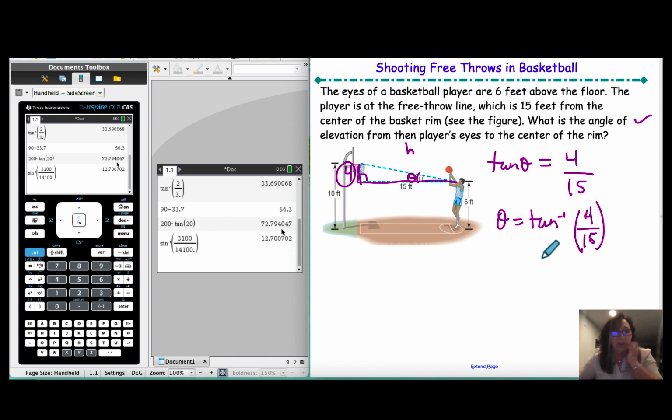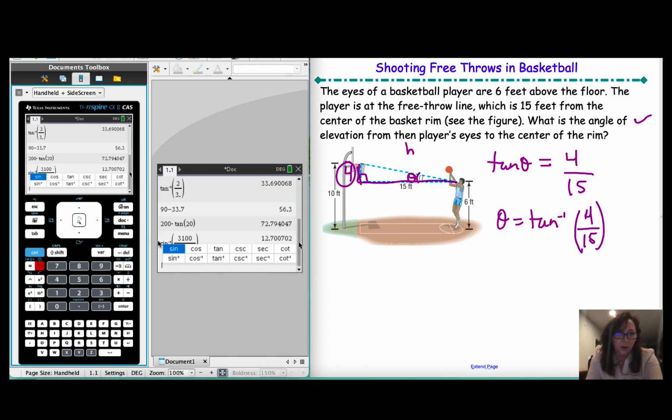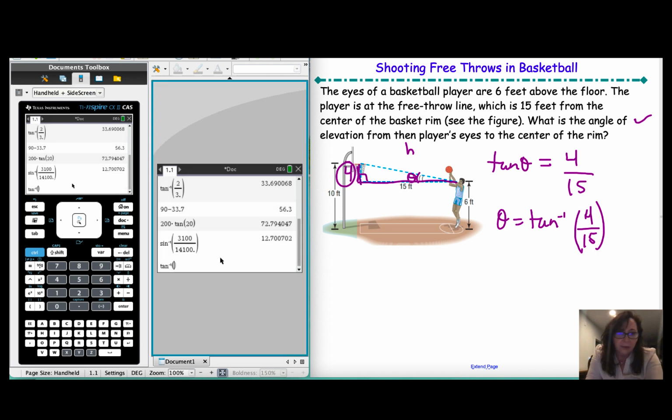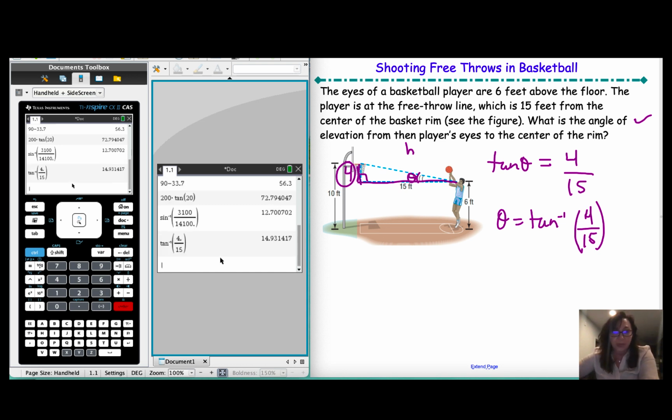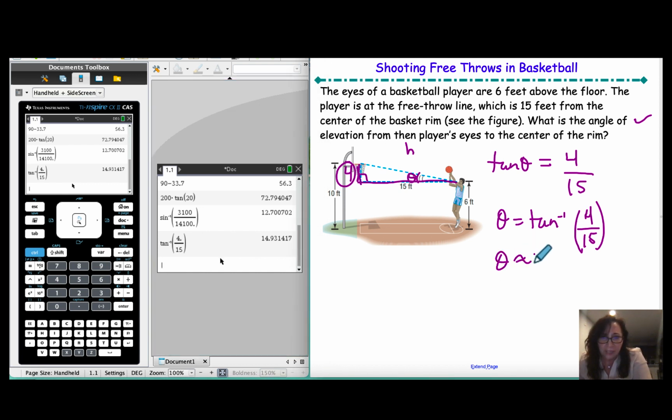And we would use our calculator again. So go over to your calculator, and you would say arc tangent of 4 divided by 15. I used a decimal there so that it could make it into an approximation. And my theta, my angle, is approximately 14.9 degrees. And so that's the angle of elevation from the player's eyes to the rim. That's what this angle is right here.